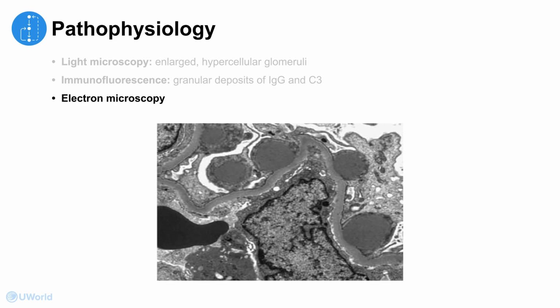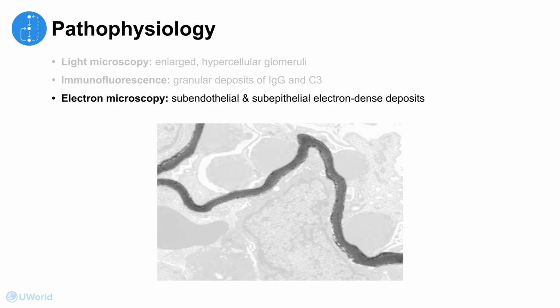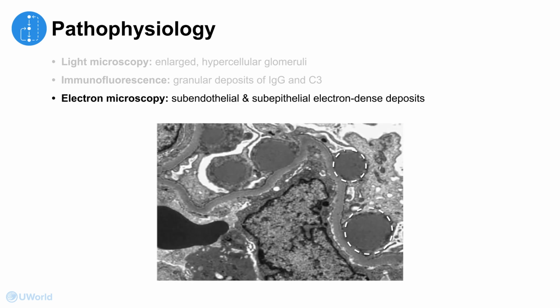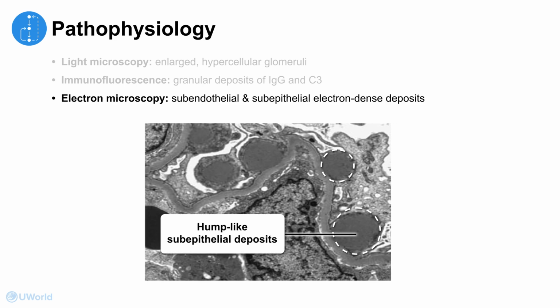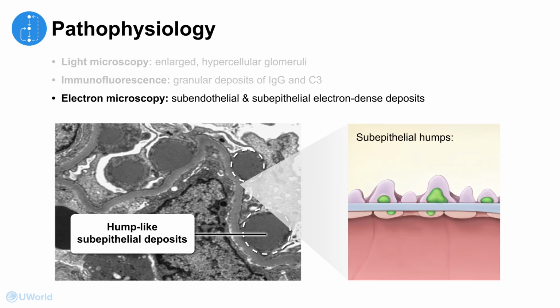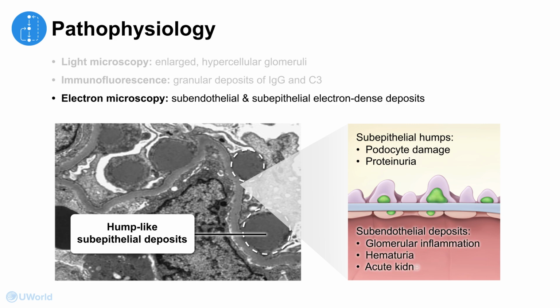Electron microscopy can further identify subendothelial and subepithelial electron-dense immune deposits on the glomerular basement membrane. The large dome-shaped deposits on the epithelial side of the membrane are known as humps and are a characteristic feature of PSGN. The subepithelial immune deposits predominantly damage glomerular podocytes, promoting proteinuria, while the subendothelial immune deposits are responsible for the more generalized glomerular inflammation that causes hematuria and acute kidney injury.